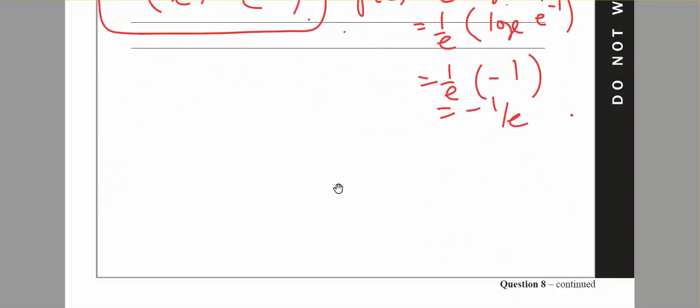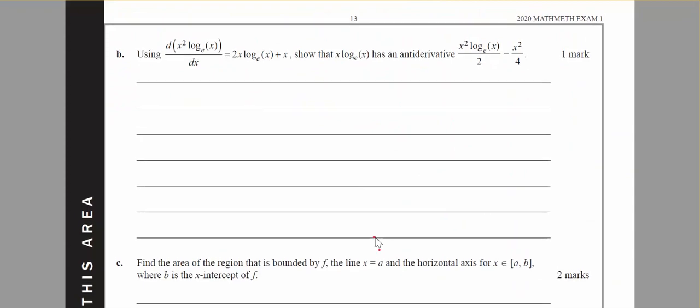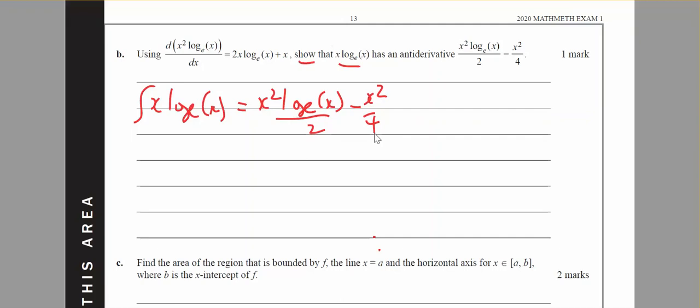That's part A done. Part B says, using this derivative, show that this has an antiderivative. So this is a showing. I've got to show that the antiderivative of x log base e of x equals x squared log base e of x on 2 minus x squared on 4. That's what I've got to show, and I'm going to use this to do it.